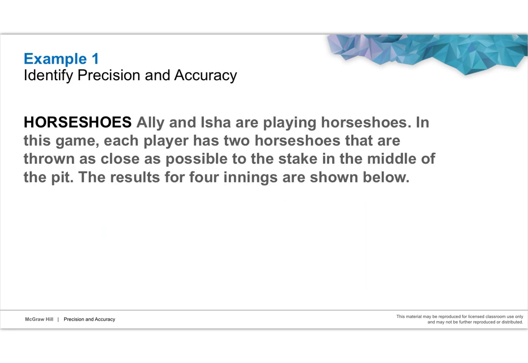So in example 1, we have an example of horseshoes. Ali and Isha are playing horseshoes. In this game, each player has 2 horseshoes that are thrown as close as possible to the stake in the middle of the pit. And we have results for 4 of the innings that are shown on page 130. The question asks us to label each horseshoe pit in all of the 4 different ways that we saw on the previous page. So accurate but not precise, precise but not accurate, both accurate and precise, or not accurate or precise at all. Let's see what our examples look like.